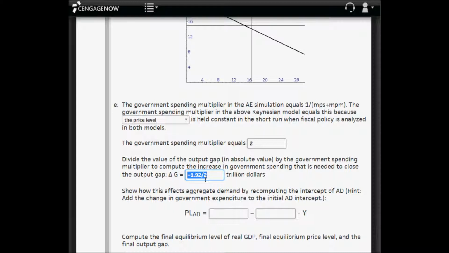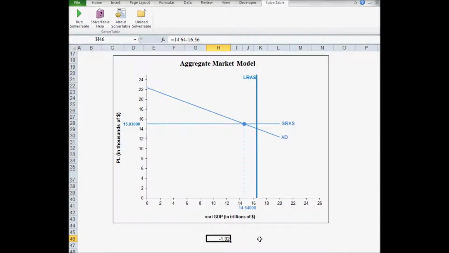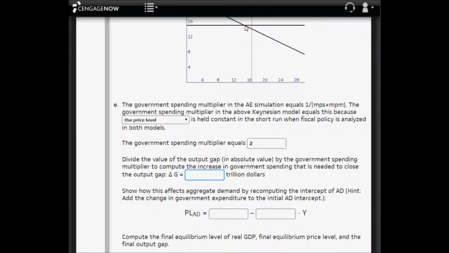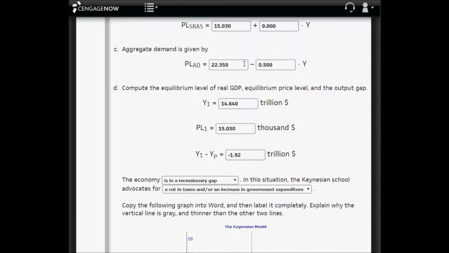So I'm going to copy this into Excel to compute it. So government spending has to be raised by $0.96 trillion in the model above in order to get aggregate demand to intersect short-run aggregate supply and long-run aggregate supply at that point. So if we increase government spending by $0.96, we're essentially adding that to aggregate demand's intercept.